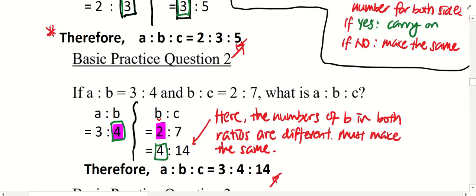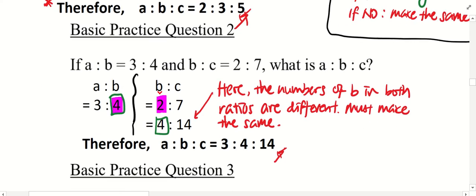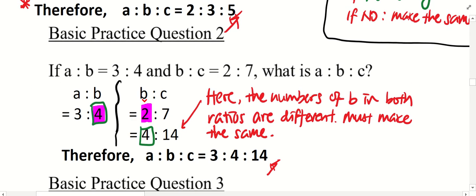Example 2 shows us an example. Again, B is in common between the two given ratios. But you realize that on the left hand side, B is represented by 4 units, but on the right hand side, B is represented by 2 units. They are not the same. So what can we do here? What should we do here?